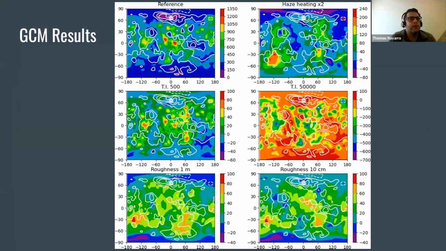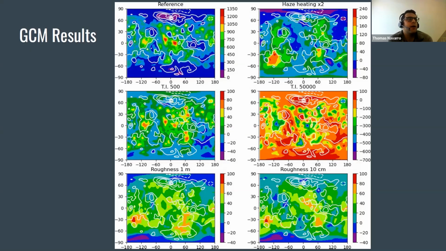Here are preliminary results of varying those parameters. On the top left, you can see the amplitude of the thermal tide, and in white contours is the topography. And you can see that the lower the altitude, the higher the amplitude of the thermal tide in the reference run with nominal values. But if we vary the heating rate of the haze layer, the thermal inertia, TI, or the roughness parameters, you can see the deviation from this reference run.